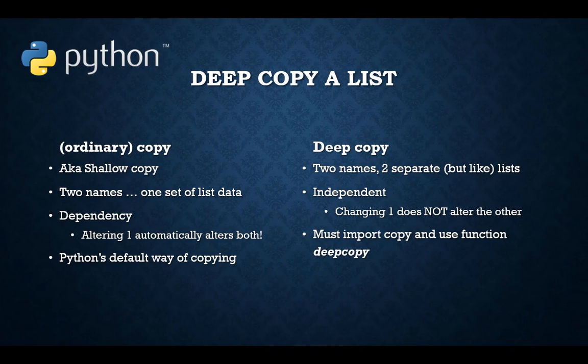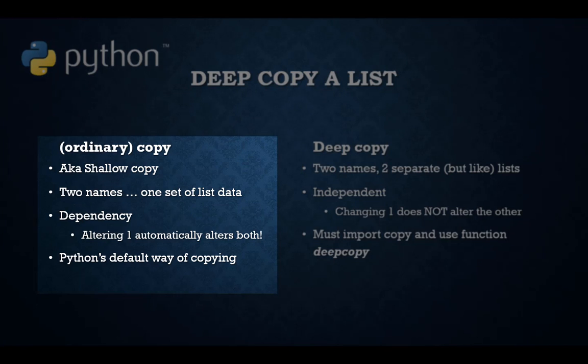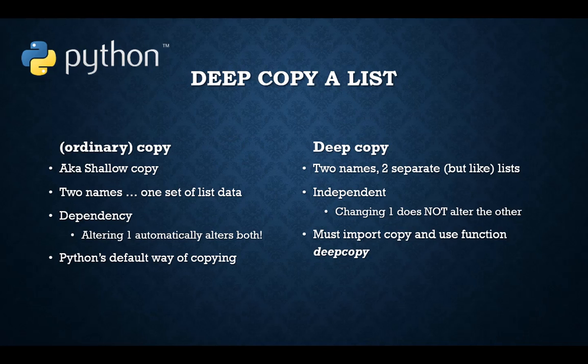First, let's consider a deep copy of a list. Python provides a copy called a shallow copy. This is the ordinary way that Python will copy a list. Under these circumstances, we will have two names, but just one set of the list data structure. There's a dependency here. If we alter one of the lists, it will automatically alter both. This is Python's default way of copying.